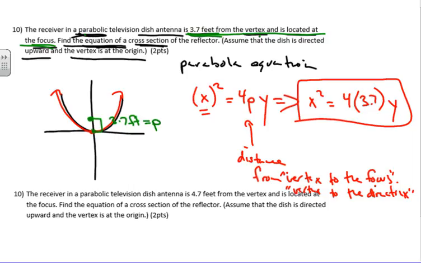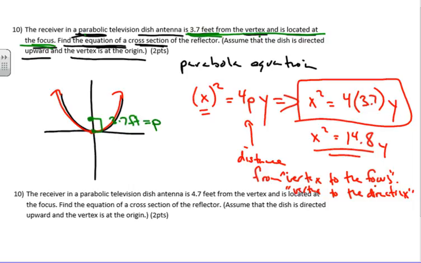And if you wanted to finish this up, 4 times 3.7 is 14.8. All right. 14.8y equals x squared, and you can simplify it that way too.